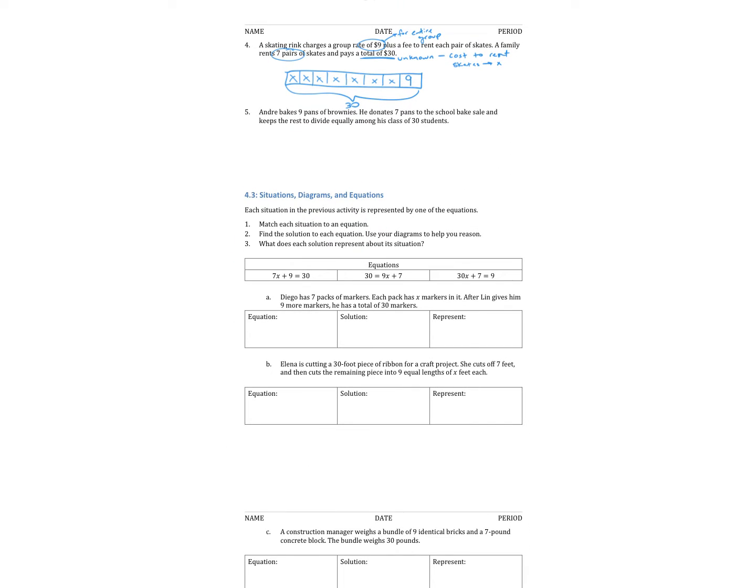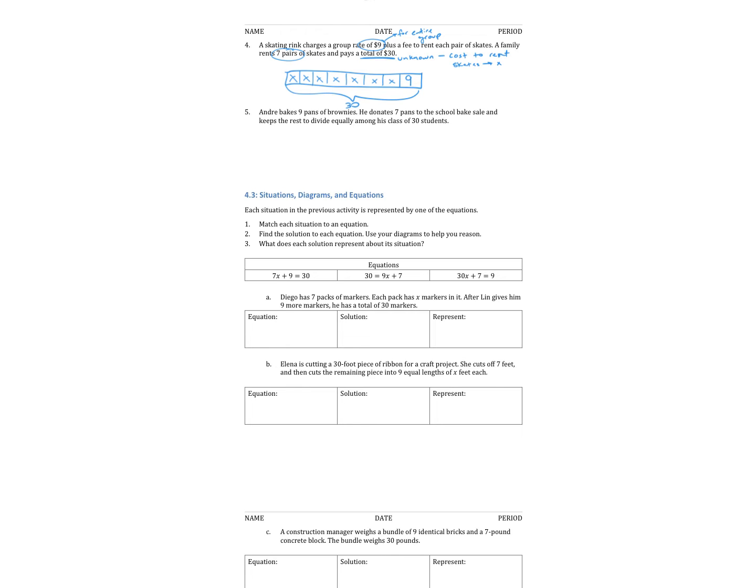For this activity, you are presented with 3 different equations. What you need to do is first read the situation and find the equation that matches it. From there, you're going to find the solution to the equations, maybe think back to those tape diagrams to help you because they are the same equations from the previous activity. And then also explain what each solution tells you about the situation.